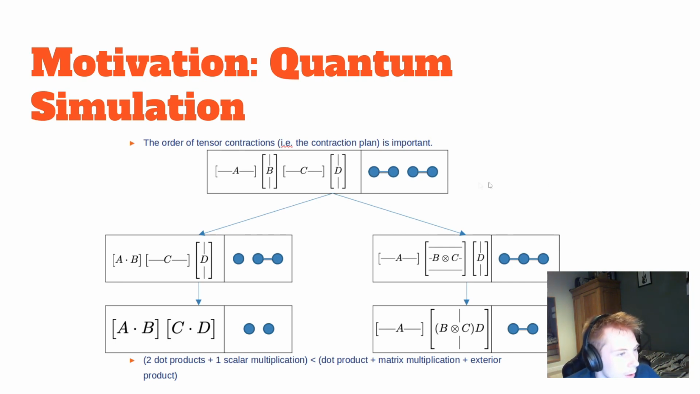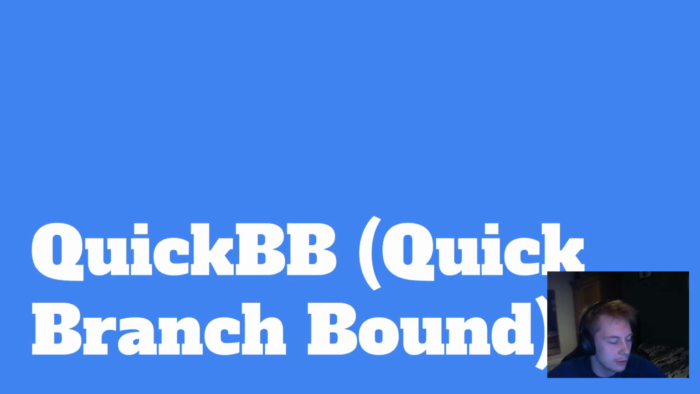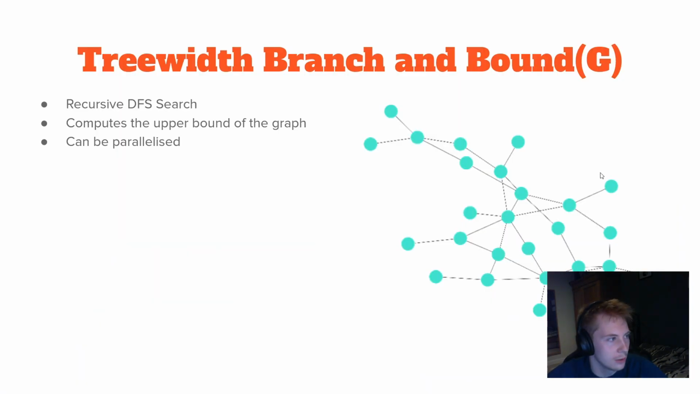As you can see here, the order in which some of the contractions are done all equate to the same thing, but how these are calculated is very different, and it's important that they're done in the most efficient way. The part of the project that I've been working on is an algorithm called QuickBB, which is quick branch and bound. Essentially it's a DFS algorithm that computes the upper bound tree width of the graph, and the idea is that I end up parallelizing it to make it faster and more efficient.